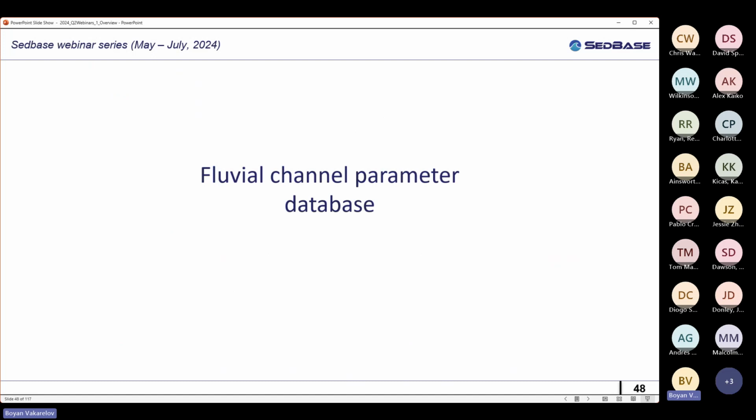So the next data set that we have is fluvial channels. Now this is data which is coming from active channels.